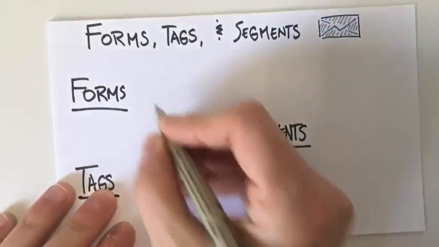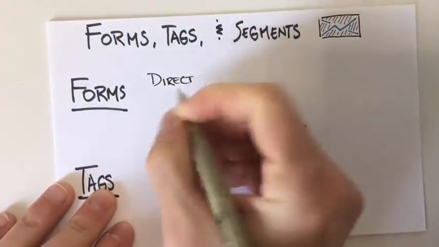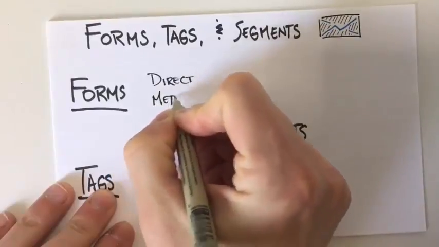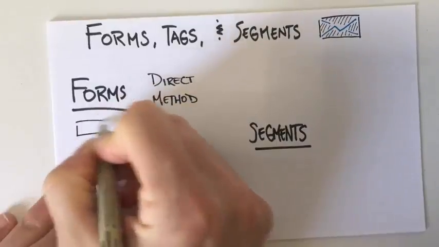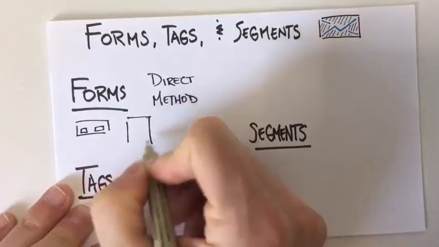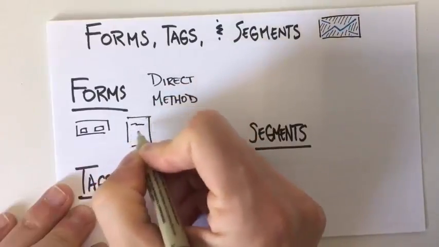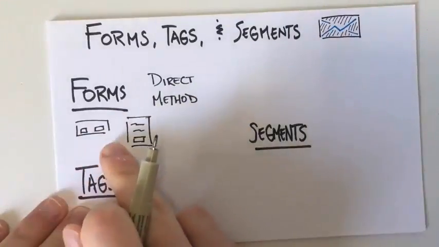So for me, I like to think of forms as direct methods that people are coming in to your subscriber list. So think of it in terms of like they are taking a very direct action of signing up through a form or from a landing page. They're taking that very specific direct action. Okay, they know that they are opting in.